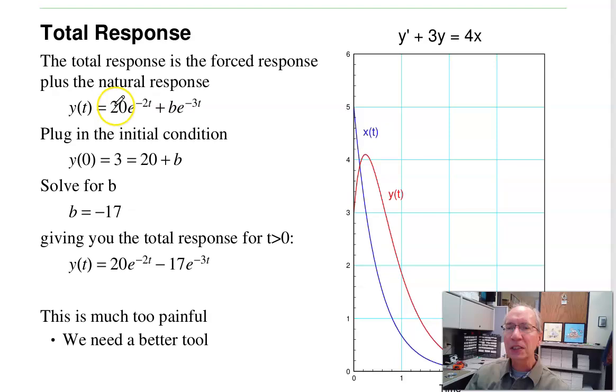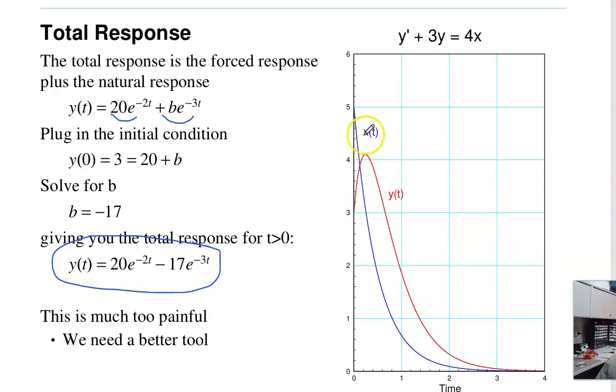The total response then will be the natural response plus the forced response. So here's the forced response, here's the natural response. To find b, I need an initial condition. At t equals 0, y is equal to 3. Solving for b, b is minus 17. So this is y of t. And here's what that looks like. Here's my input x, there's y of t, y starts at 3, and then follows this way.